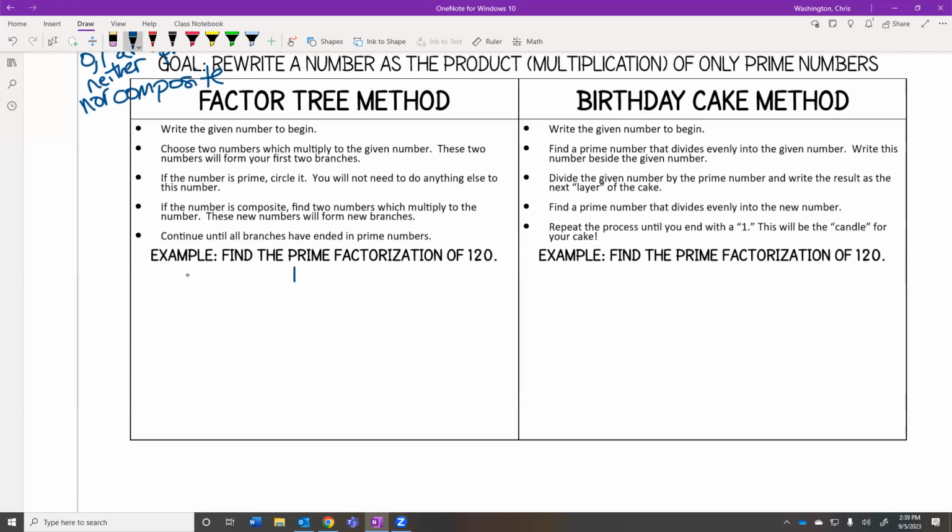With the factor tree method, we're going to start with 120. You can read the directions there if you want. I'm not going to read them to you, but I will go over each step. So we put the number on the page. We find any 2 numbers that we can multiply to get that number.